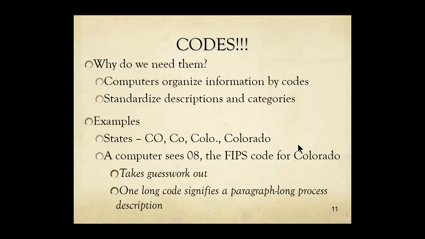So for example, the state of Colorado, one problem with using words is that people don't standardize whether they're going to abbreviate it CO or spell it out. But a computer knows if it's looking for state codes that 08 is the FIPS code for Colorado. So it's really useful in that it doesn't let you make a mistake as long as you select the right code. And we have these long codes in TEISS, and that's because there's actually a paragraph-long process description of what that code means.